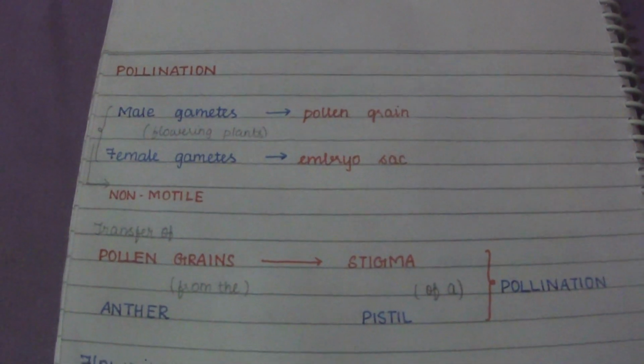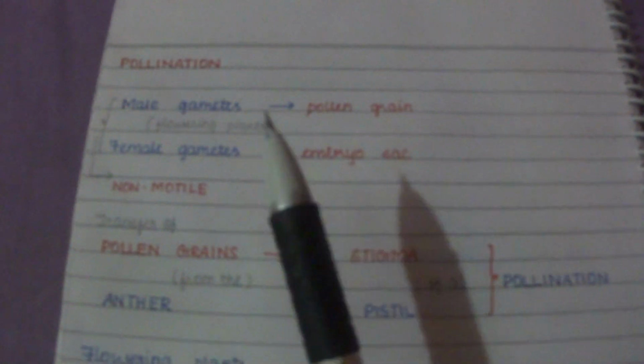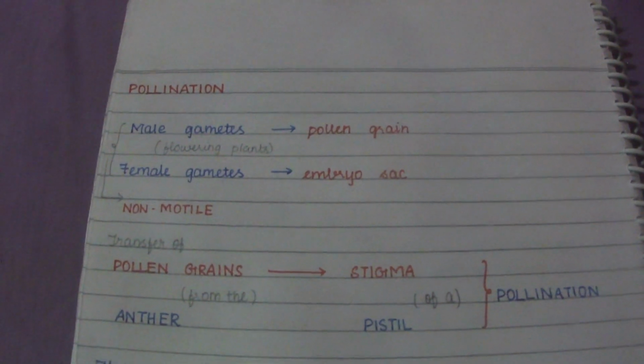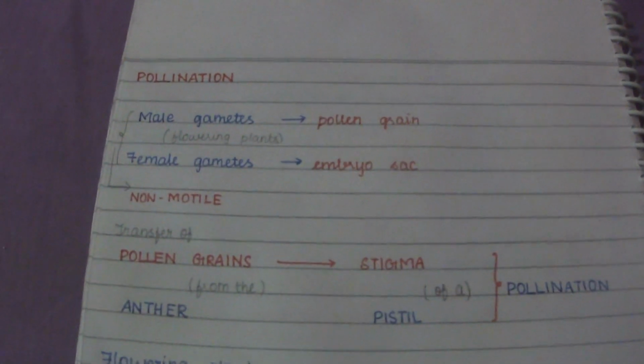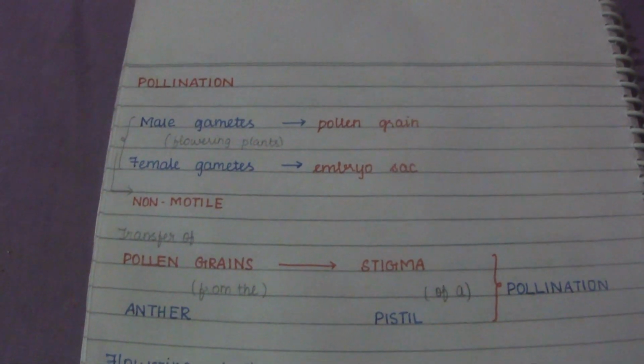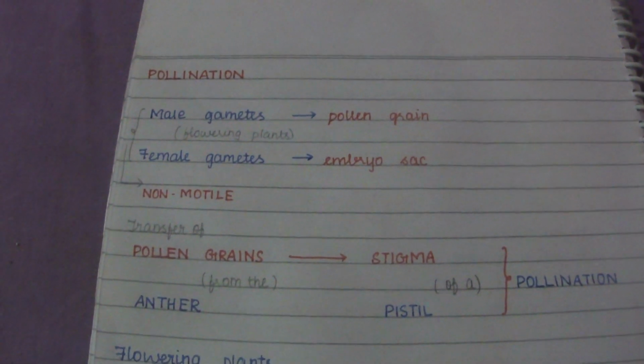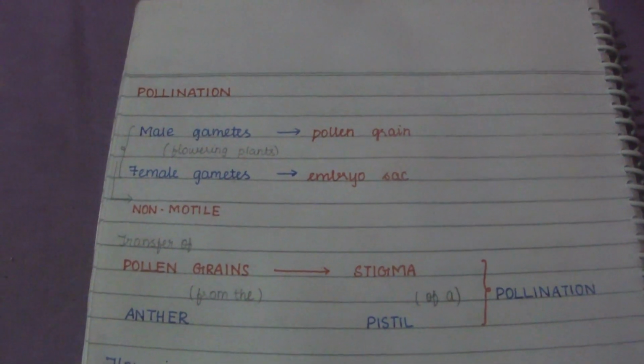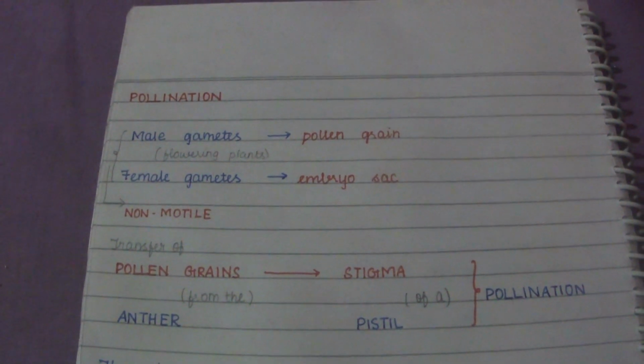They cannot move. So these two gametes have to be brought together in order to undergo fertilization. We'll learn how this is achieved, how this meeting of the two gametes occurs. That is called pollination.